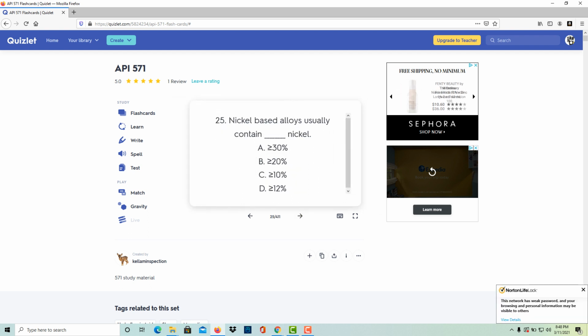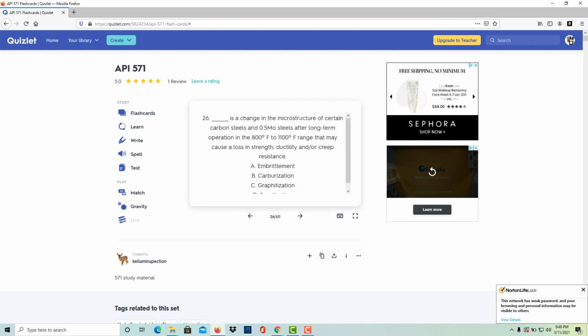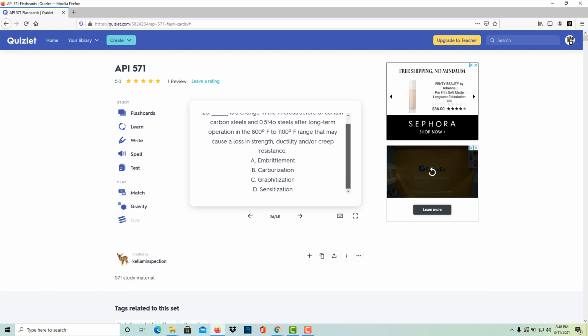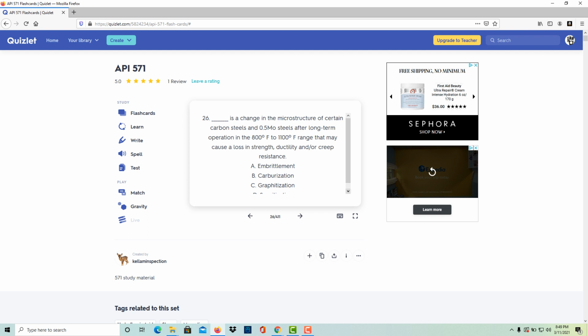Nickel-based alloys usually contain, I think it's over 30% nickel. A. Blank is a change in the microstructure of certain carbon steels and half moly steels after long-term operation in the 800 to 1100 range that may cause a loss in strength or creep resistance.